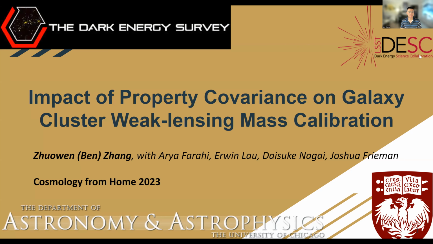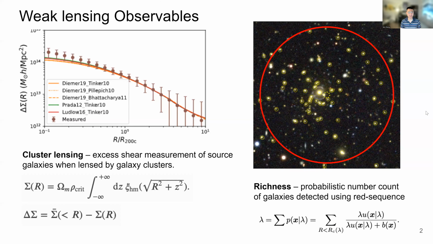In this talk, I will talk about the impact of property covariance on galaxy cluster weak lensing mass calibration. In the galaxy cluster optical weak lensing regime, there are two main cluster observables that we work with. One is the cluster lensing signal. This is the excess shear measurement of source galaxies when lensed by galaxy clusters. This measurement is denoted as delta sigma, which is the excess surface density around the center of the cluster.